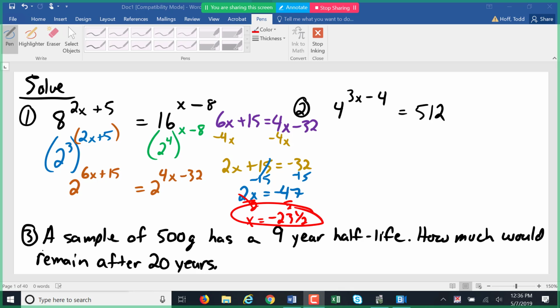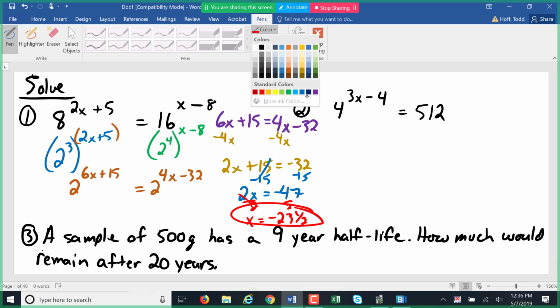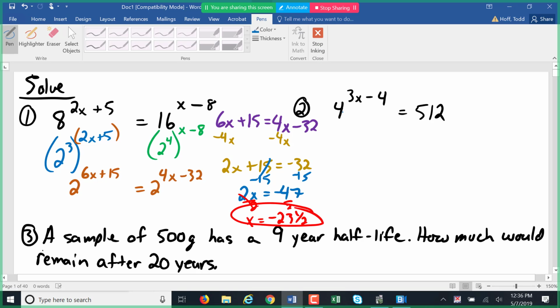We'll get that started. So negative 23.5 for number 1 for x. Number 2 is also going to be slightly regrouping. 4 is 2 squared. So that'll be 2 squared to the power of 3x minus 4, or 2 to the power of 6x minus 8.